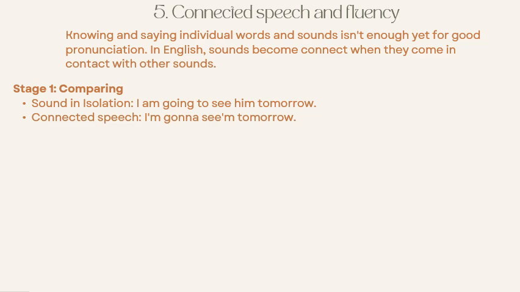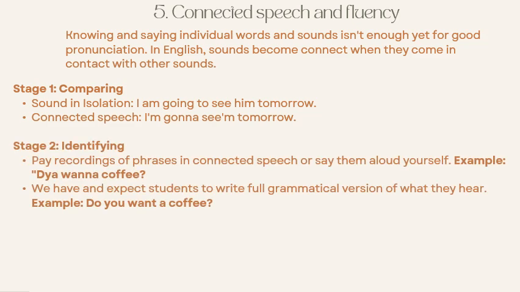Okay, and then in stage 2, we have them instead listen to a connected speech version of a sentence, but we ask them to write a grammatically correct form of that sentence. So you say, do you want a coffee? Right? As in connected speech, you want a coffee, and then they have to rewrite what they hear using the correctly grammatical version of it. So it would be, do you want a coffee? That's what you expect them to write after listening to your connected speech.